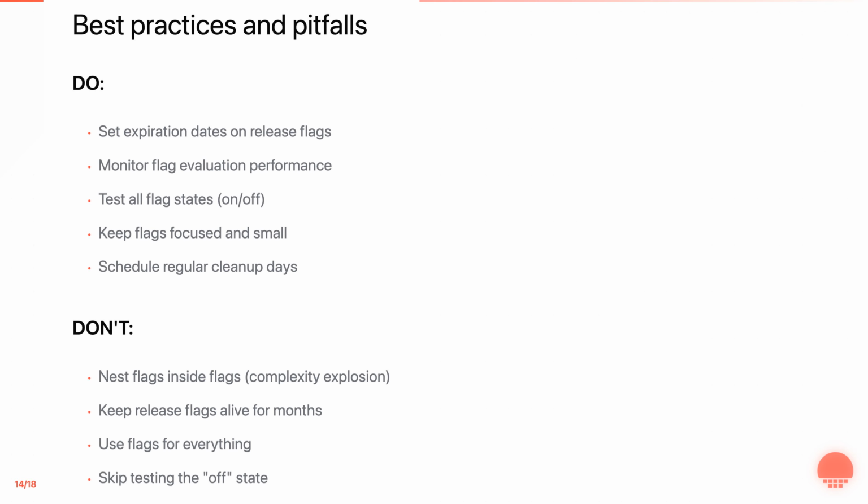Let's cement the essentials. Monitor your flag evaluation. If it's slowing requests, that's a real cost. Test both states religiously, because the off-path always breaks in production when you need it most. Here's the cardinal sin. Never nest flags. 2 flags deep, and your logic branches explode into 16 possible states. Schedule cleanup days monthly. Make it ritual. Flags are powerful precisely because they're temporary. Respect that, and they'll save you. Ignore it, and you've built a second legacy system inside your first.